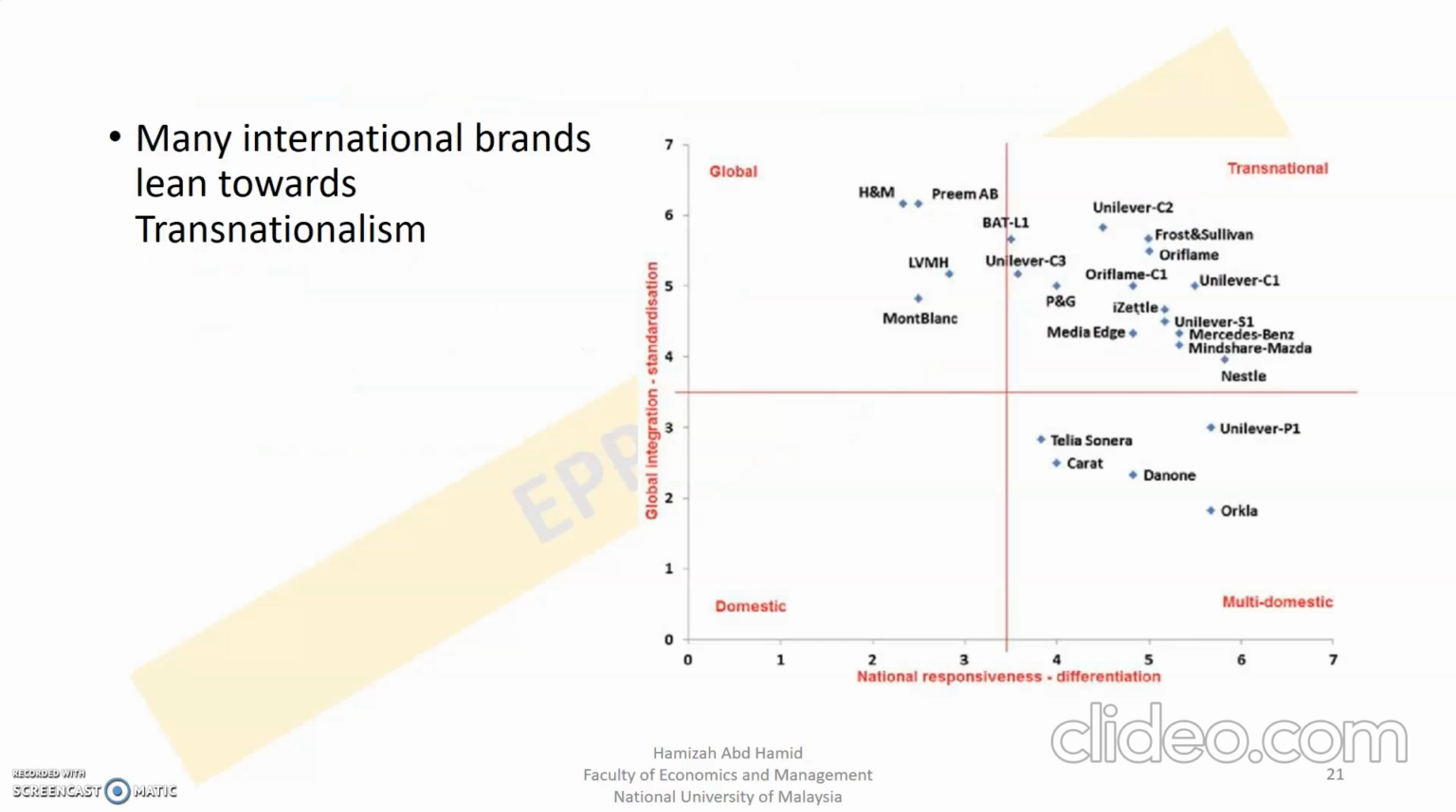However, many international brands are leaning towards transnational strategy. So if you can see here, Nestle, as we have discussed before, in our categorization, they belong to multi-domestic strategy. But right now, they are focusing more on transnational strategy. Because as always, for multinational companies, there is a strong pressure for integration because they need to save costs. Also, there's a strong pressure to be different or to adapt to the host country.